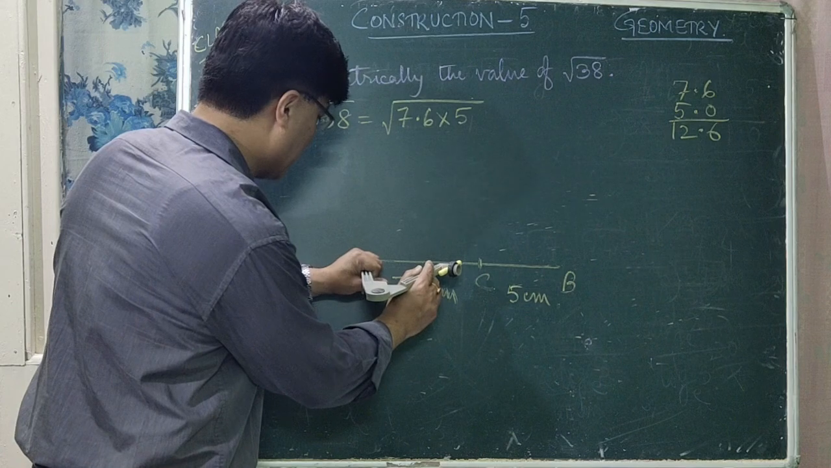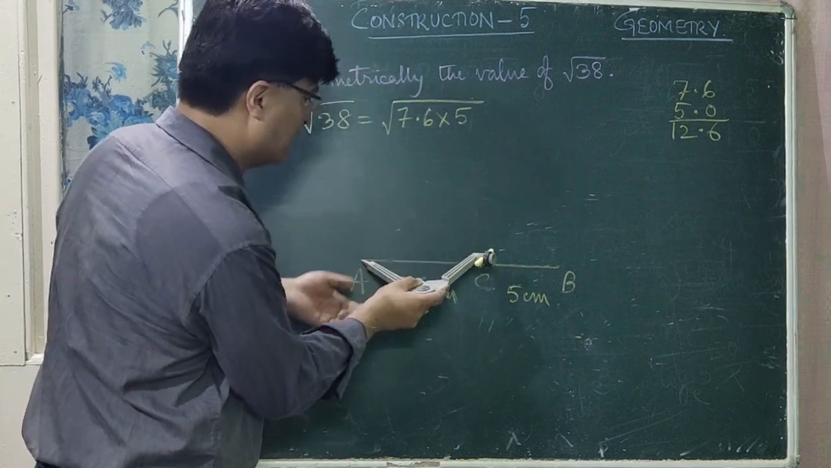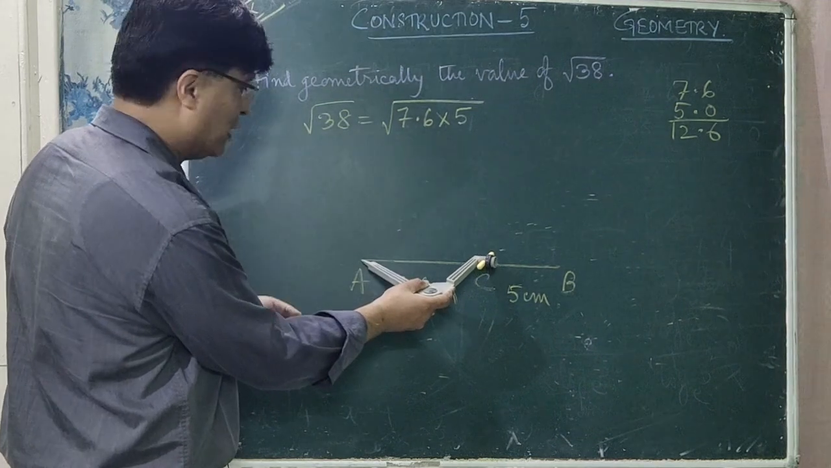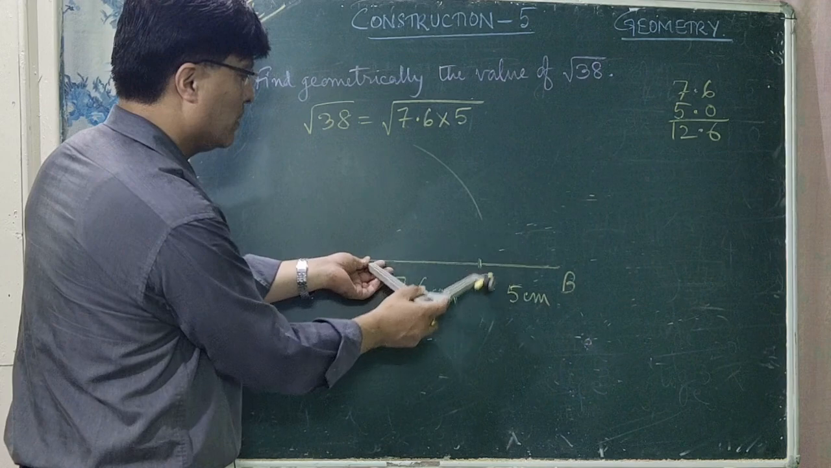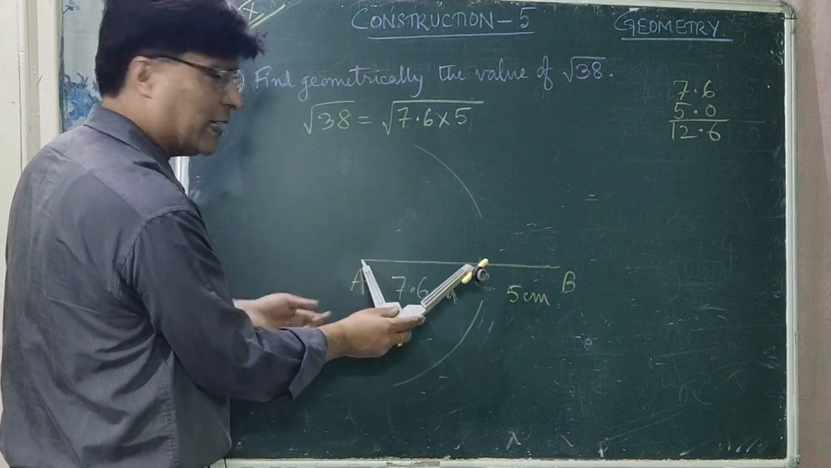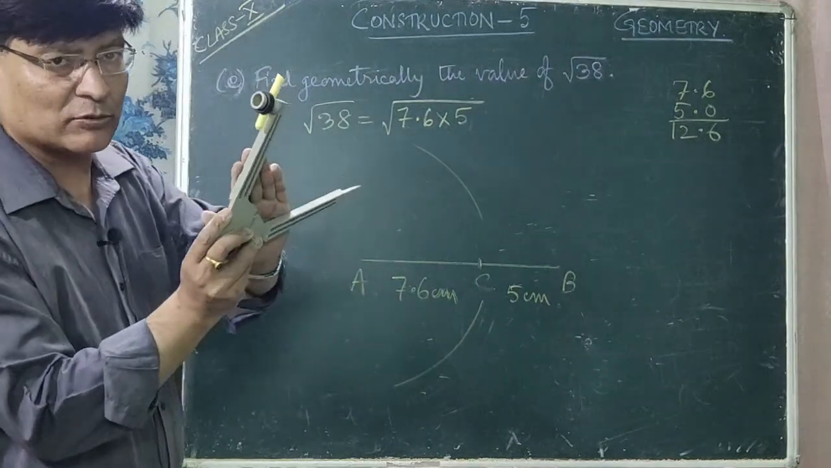So at A, place the pointed needle and take a length a little more than half. Approximately half is about here, right? Taking a little more than half, place the pointed needle at A and draw two arcs out here. Right, we have drawn two arcs out here. Now you can't change this compass.